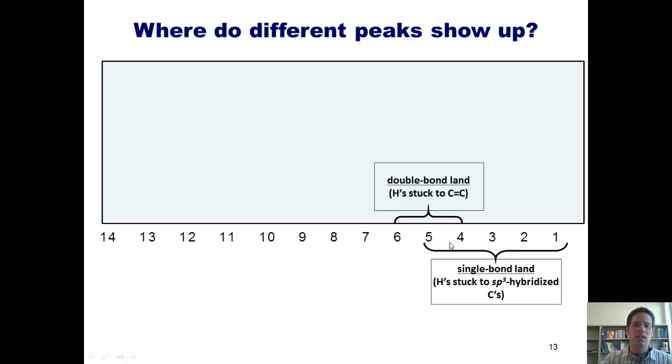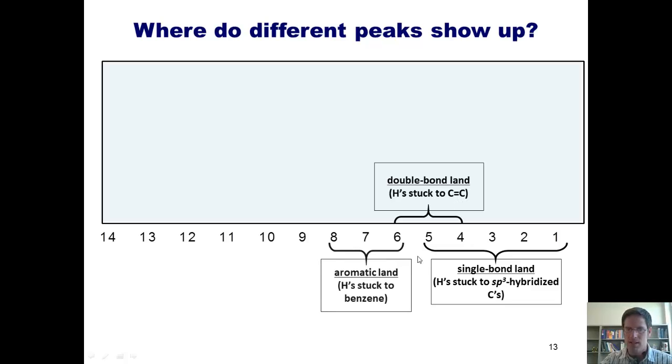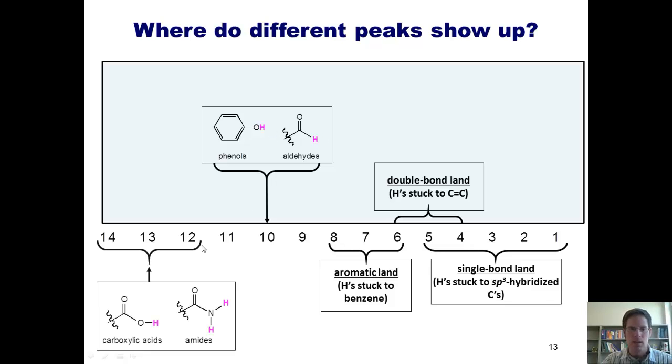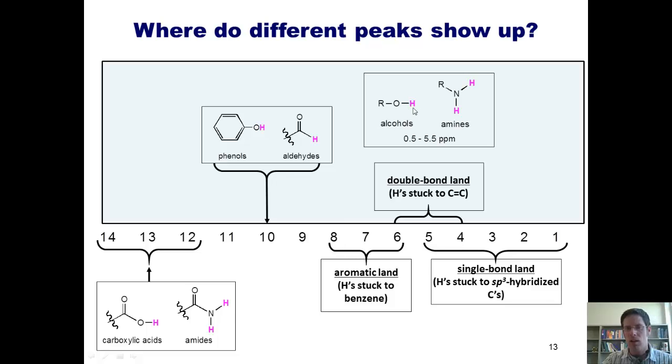4 to 6 is what I call double bond land, hydrogens that are stuck to carbons that are double bonded to other carbons. 6 to 8 are hydrogens that are stuck to benzene, or it could be other aromatic compounds. I call this aromatic land. Right around 10 we see phenols, that's this type of hydrogen, or aldehydes, this type of hydrogen shown in pink. 12 to 14 we see carboxylic acids and sometimes amides, although sometimes there's some variability here. And alcohol hydrogens and amine hydrogens generally show up in this range, 0.5 to 5.5 ppm, although there is sometimes a lot of variability there.